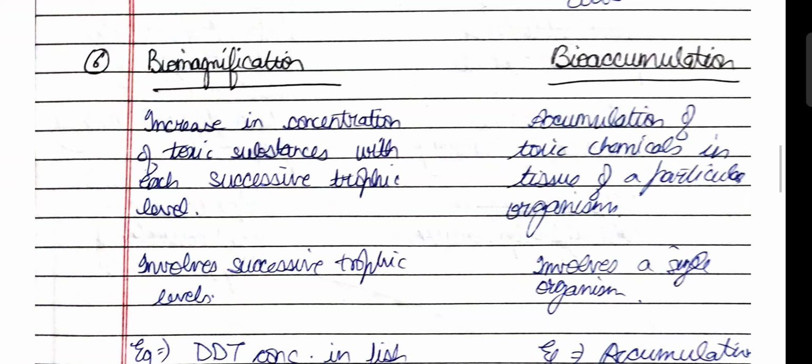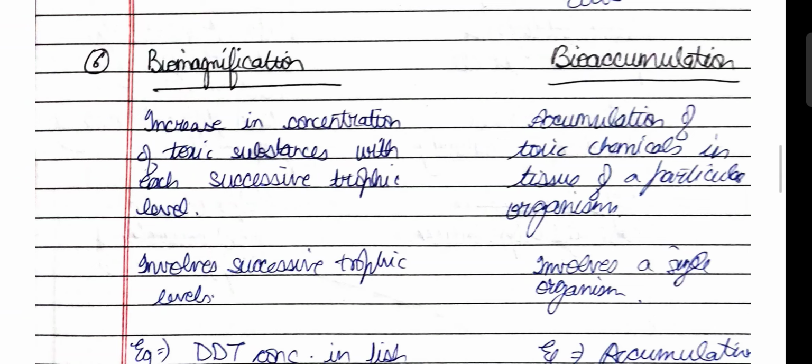So biomagnification is the increase in the concentration of toxic chemicals at subsequent trophic levels. Let us take an example. Suppose there is a water body or a pond in which DDT has been added. Now when the fish take in the water, DDT will start accumulating in their body. So that is known as bioaccumulation.